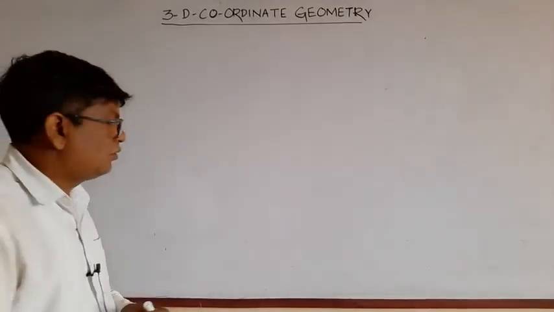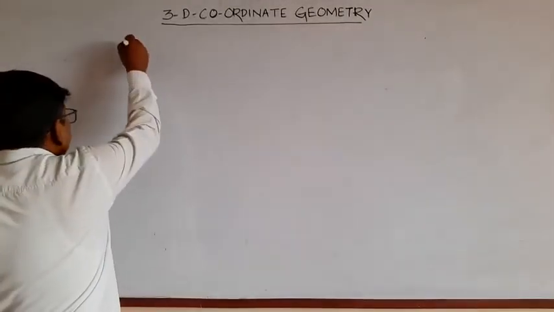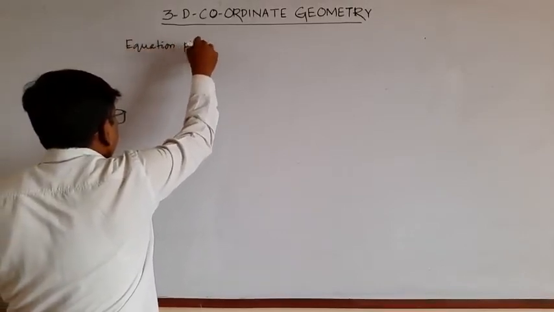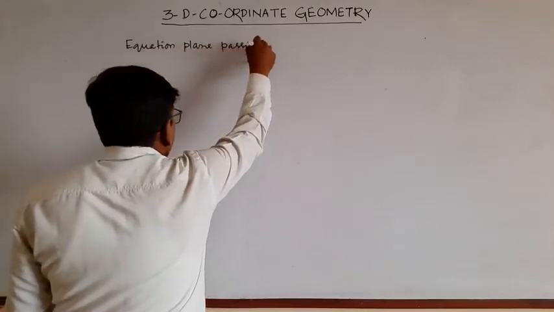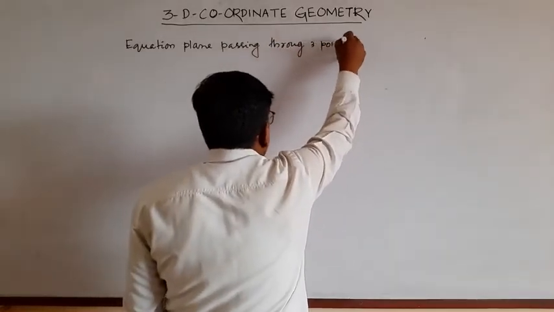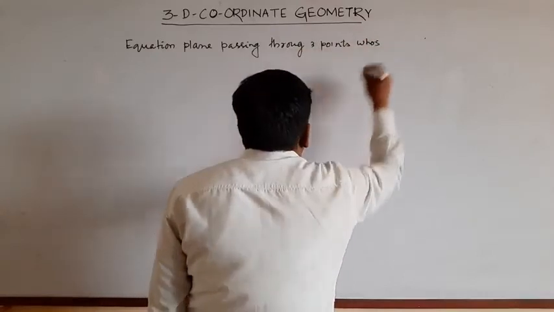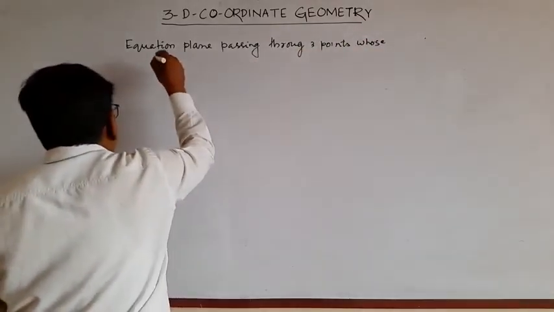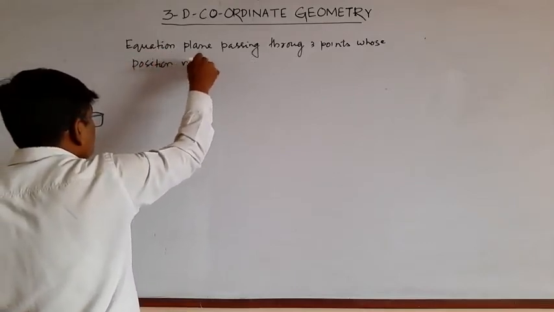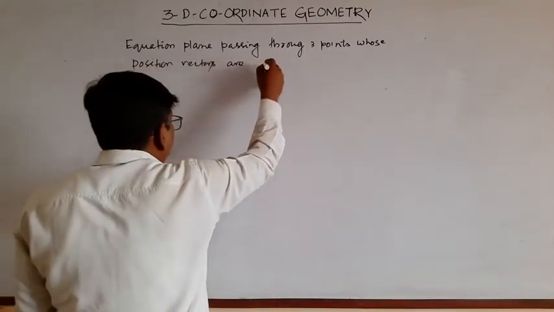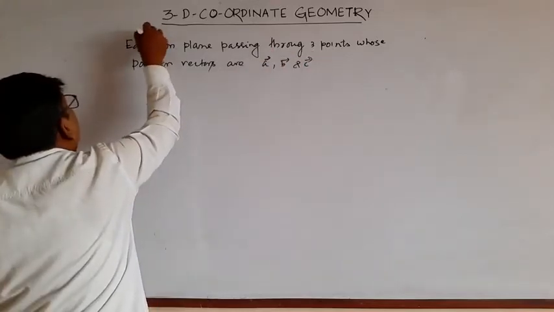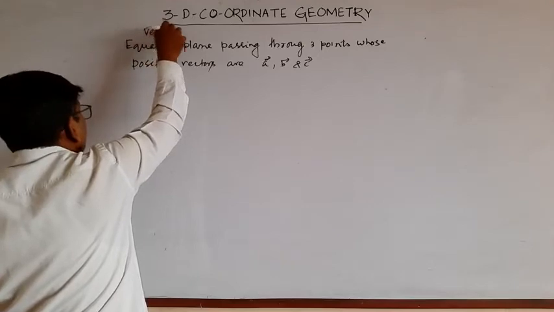Now vector equation of the plane in 3-point form. Equation of plane passing through 3 points in vector form. Equation of plane passing through 3 points whose position vectors are A, B and C. This is the vector form.